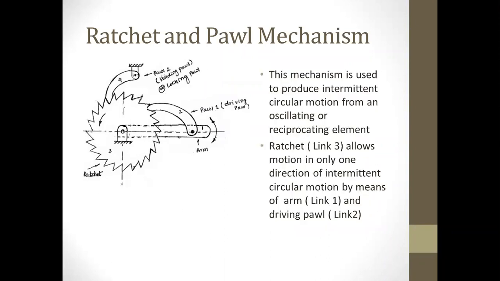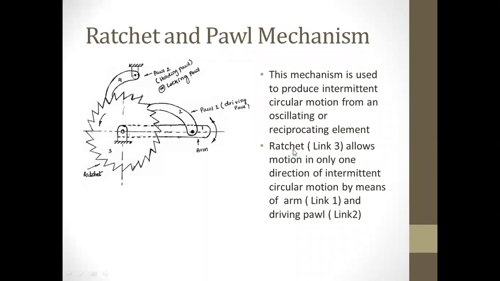So we will look into the mechanism now. The ratchet and pawl mechanism is used to produce intermittent circular motion. It is used for producing intermittent circular motion from an oscillating or reciprocating element, which is called the arm. The arm here reciprocates, and the ratchet wheel will rotate intermittently.